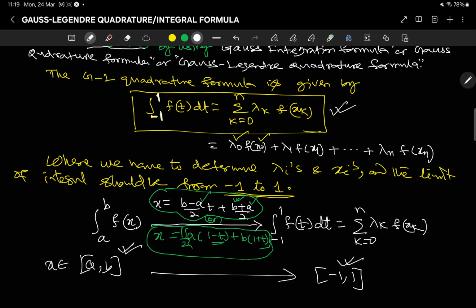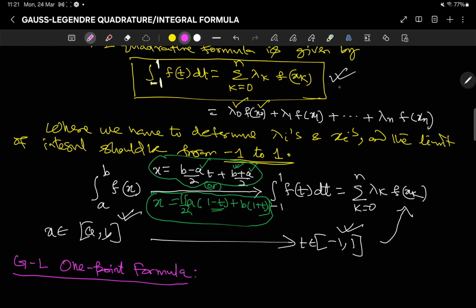X in this implies t in this, then you apply this formula. Okay, so you have to remember these transformations. Subsequently we will discuss the Gauss Legendre 1 point, 2 point and 3 point rule here. So let us mark it equation 1.